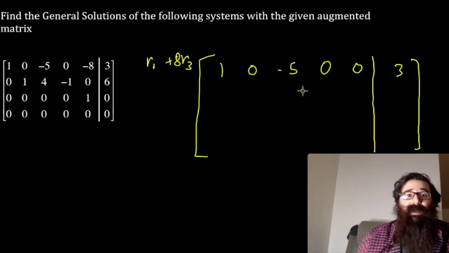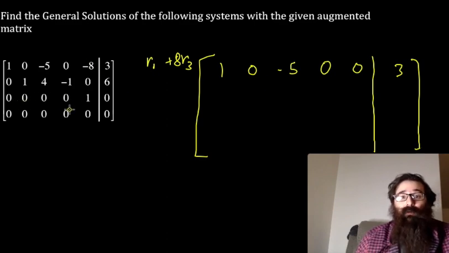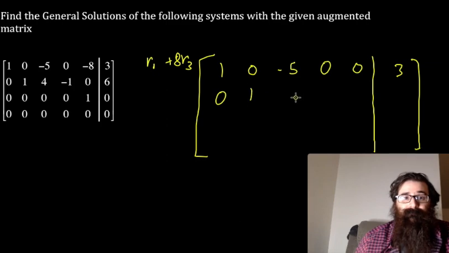So a lot of what I had was preserved, since I was doing a lot of operations on 0. But I was able to get rid of that negative 8 with a 0, and now I just want to rewrite the rest. So just rewriting.